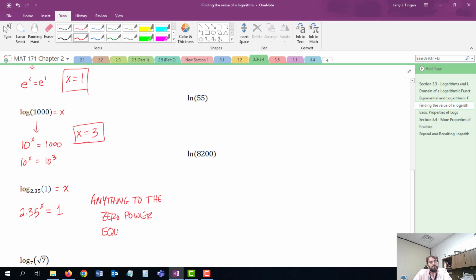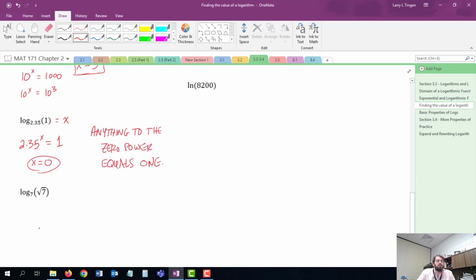Now the only... equals 1. The only caveat to that is 0 to the 0. So what this means is I have 2.35 raised to some number equals 1. The only number x can be is 0.